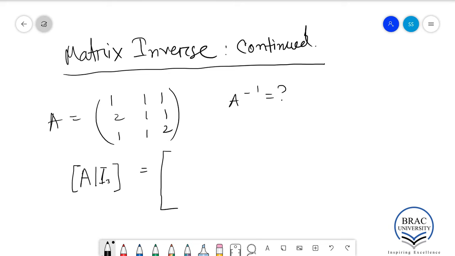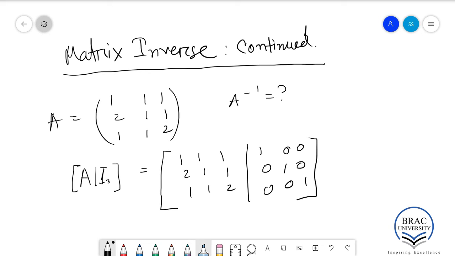Now you can see that I am switching to third brackets, but it really doesn't matter. You can just continue with first brackets. So 1 1 1, 2 1 1, 1 1 2, and here I put a barricade and then I type the 3 by 3 identity matrix. And now you have to perform some row operations to get this inverse matrix. Our target is to make this block the identity matrix, and whatever happens in the other block will give us the inverse matrix.